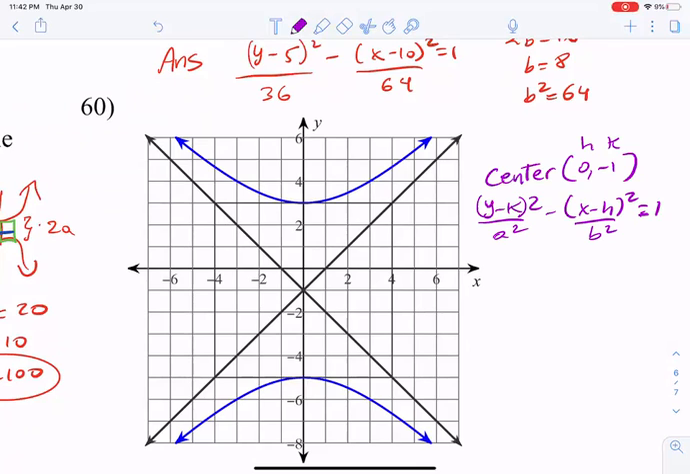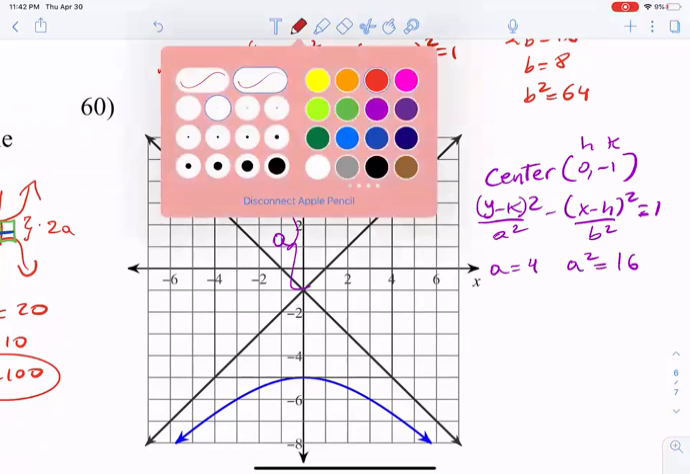So 1, 2, 3, 4. So a equals 4, a squared equals 16, and I need my b. So this is basically rise over run, right? So 1, 2, 3, 4, 4 units tall. So that's your a value because this is vertical, and then your b value should be horizontal.